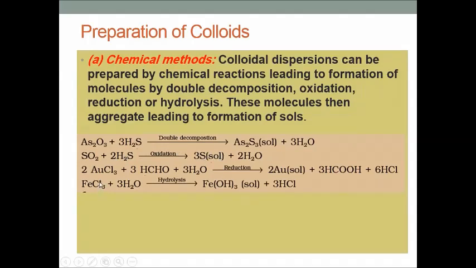Then gold sol or silver sol can be prepared by the reduction method. So it is 2AuCl3 plus 3HCHO plus 3H2O gives 2Au sol, gold sol, plus 3HCOOH plus 6HCl. The last one is hydrolysis. Ferric chloride is converted to ferric hydroxide sol. So how is it done? FeCl3 plus 3H2O gives Fe(OH)3 plus 3HCl.